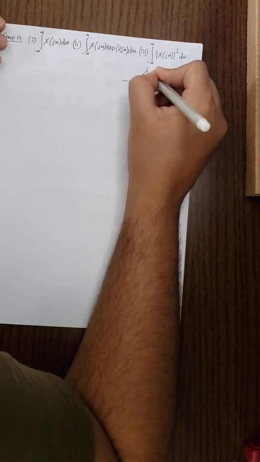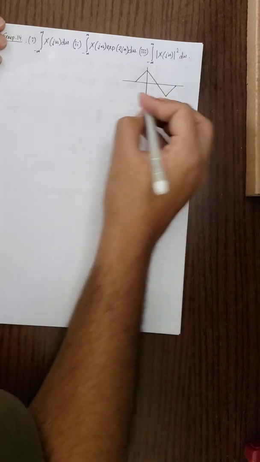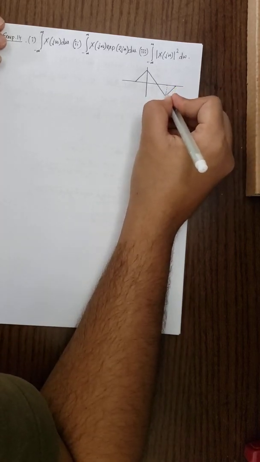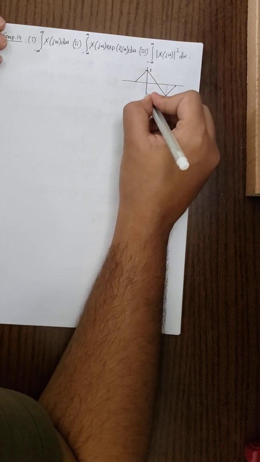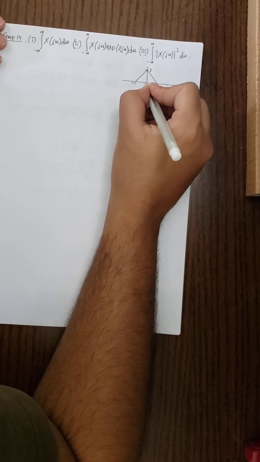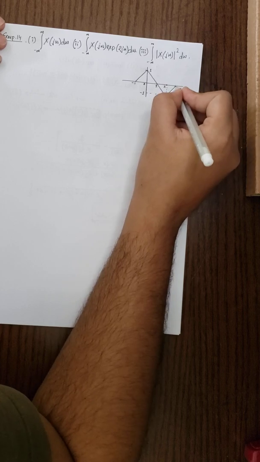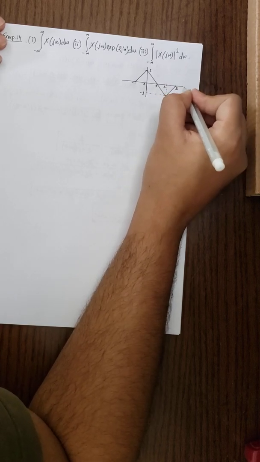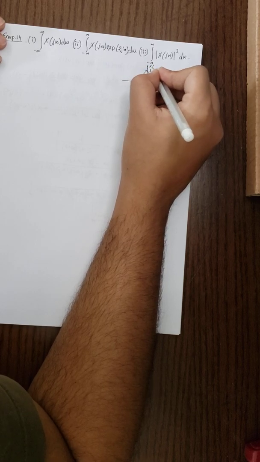X of t looks something like this, where this value is 1 and this part here is negative 1, this is negative 1, 0, this is 1, this is 2, this is 3. This is the time axis, x of t.